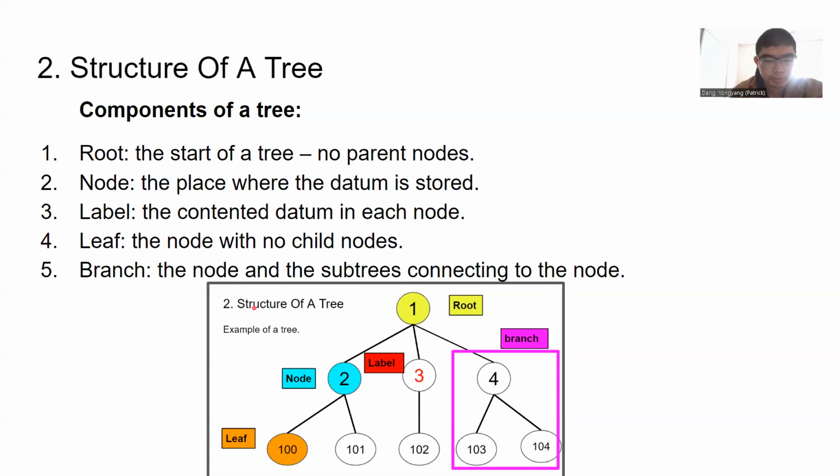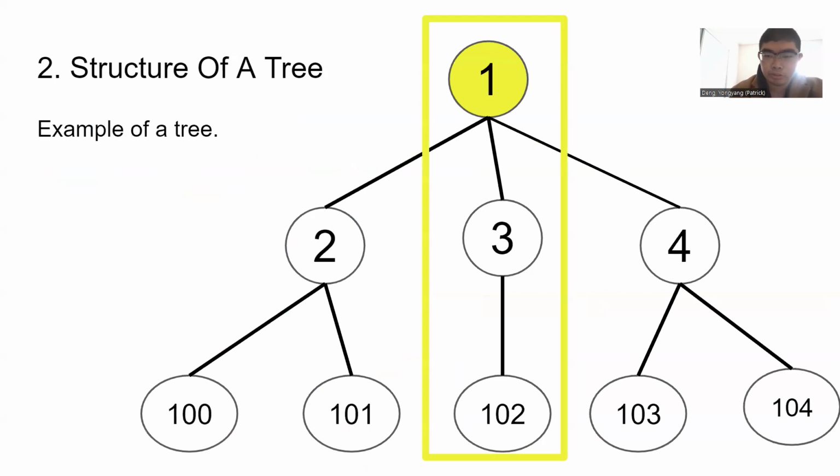And branch is the node and the subtrees connecting to the node. Like you have a big tree and there are lots of subtrees and they make up the big tree. And the subtrees are called branches. Okay. So this is an example of a tree.